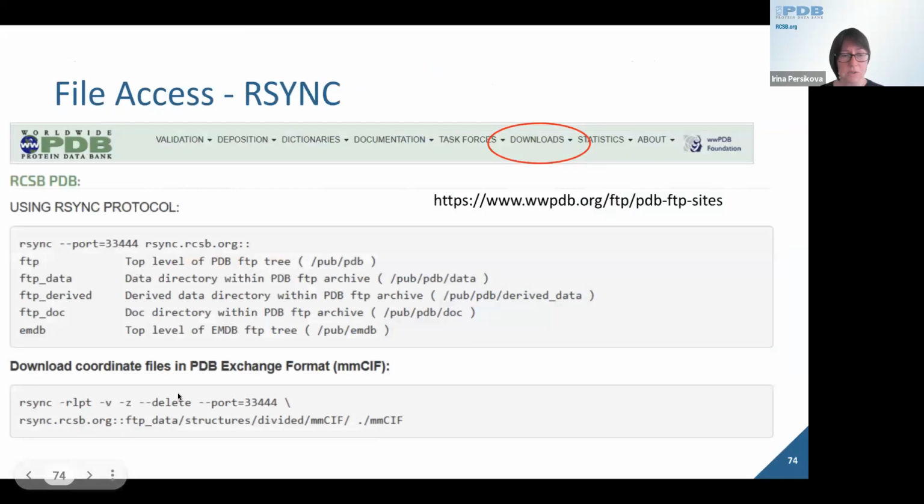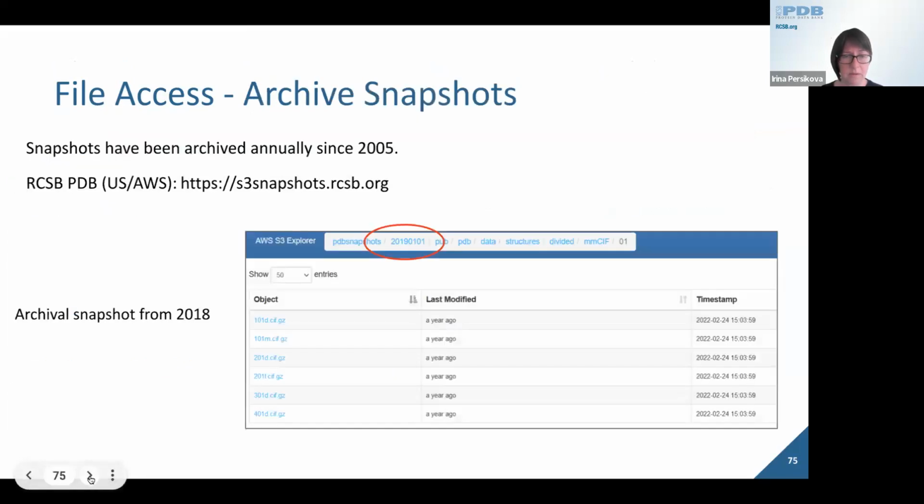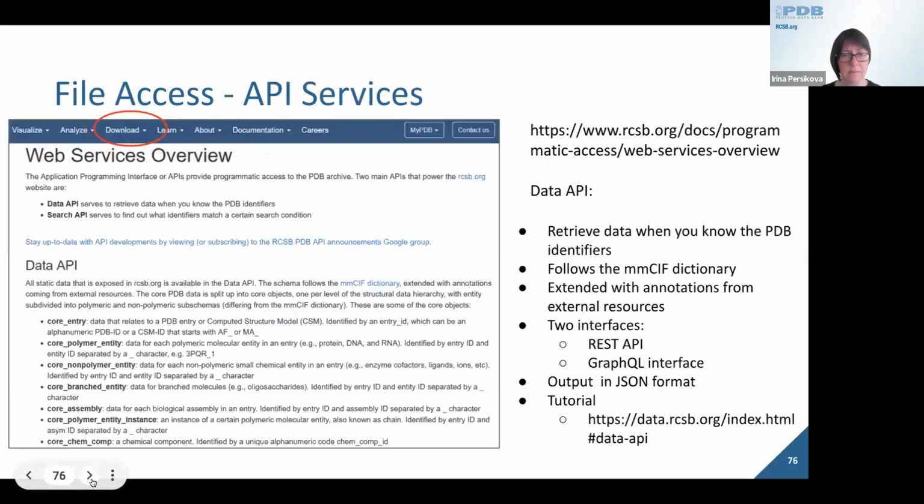The rsync options are also available, which are helpful when maintaining full copies of the archive. You can find the information on the wwpdb.org website. The next, please. We also provide the annual archival snapshots. You can access them using the link provided on this slide. The example shows a section of the archival snapshot from 2018. The next, please.